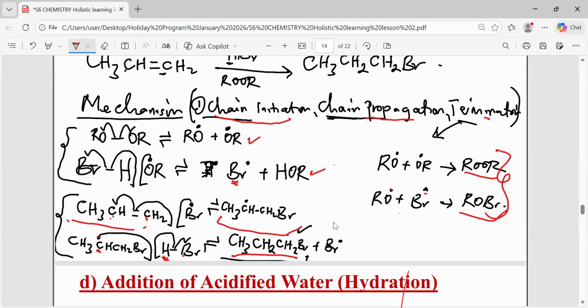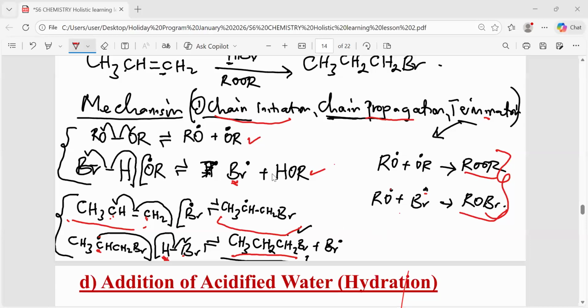So that's what happens in chain termination. Are we okay there? Okay, good. Now we put down the hand. Let's put down the hand.